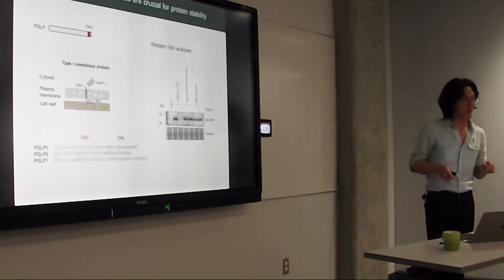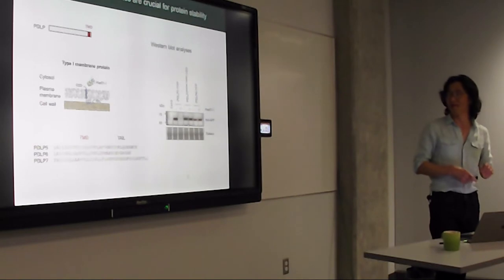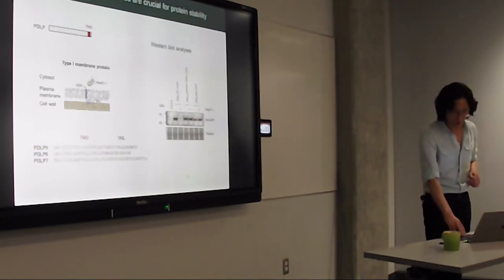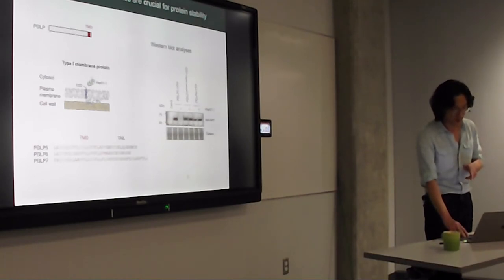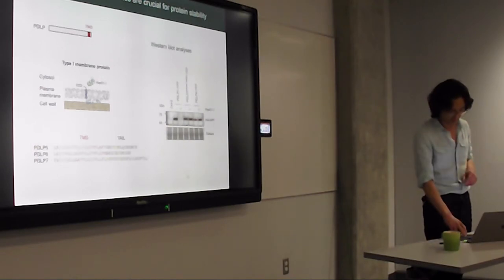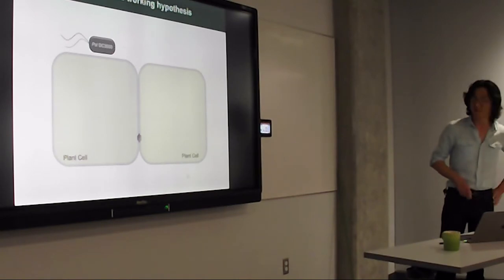But at this point, I'm still trying very hard to really show the actual modification on PDLP7, and also confirm that indeed HopO1-1 can have ADP-ribosyltransferase activity in planta. So with that, this is the working hypothesis for this project.